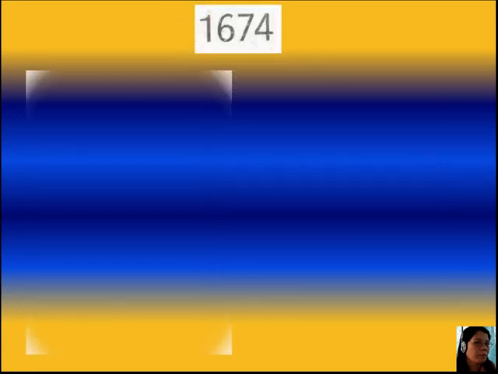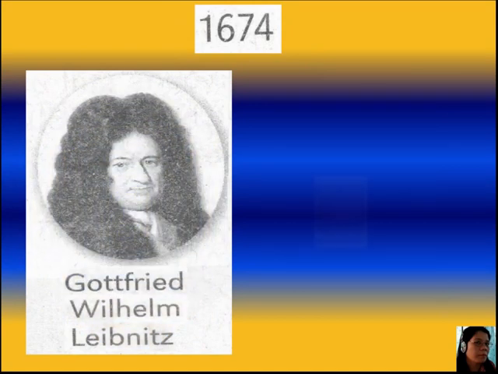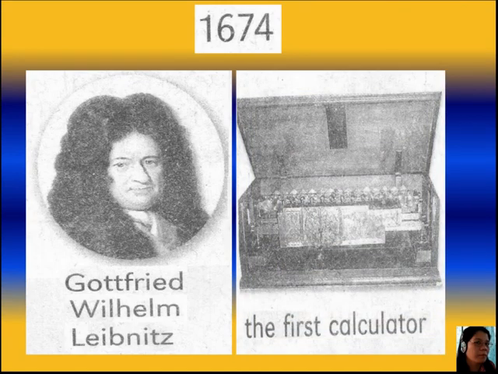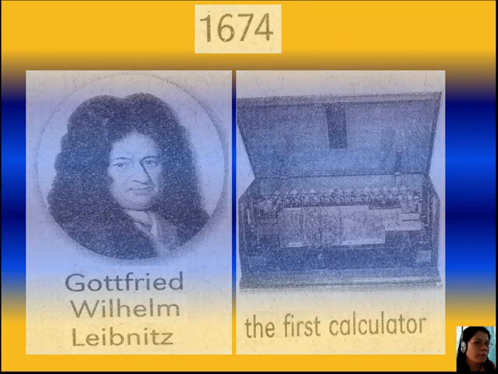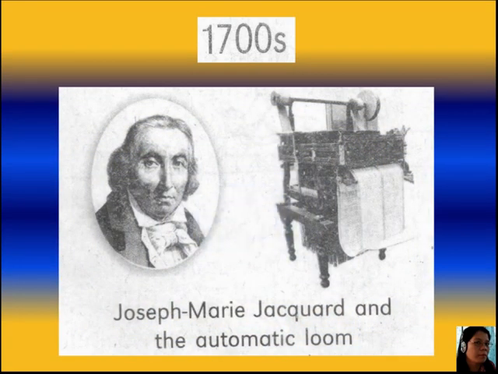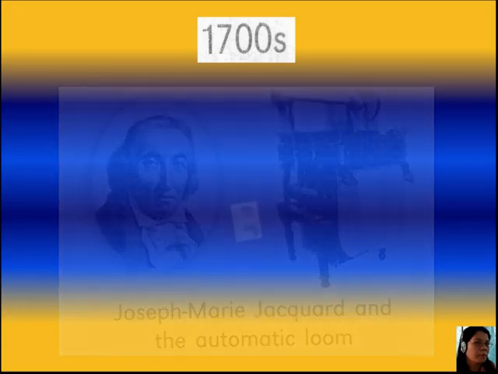In 1674, a German mathematician named Gottfried Wilhelm Leibniz improved Pascal's invention by developing the first calculator. His invention could perform not only addition and subtraction but also multiplication and division. In the late 1700s, Frenchman Joseph Marie Jacquard invented an automatic loom controlled by punch cards. The cards controlled the selection of threads to create a variety of patterns.